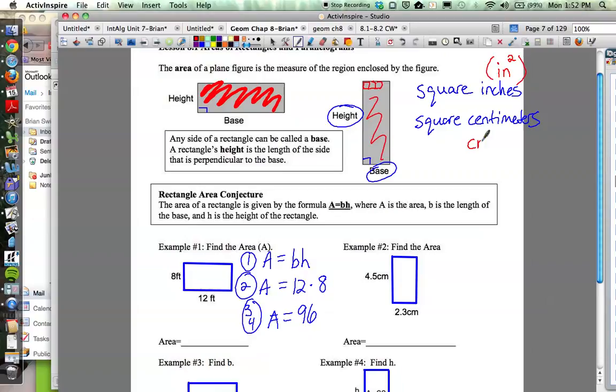Square centimeters, cm, is our abbreviation for centimeters, and we use a little exponent of 2 next to the unit to represent square centimeters. Because really what we're doing is we're multiplying a certain number of centimeters on the base times a certain number of centimeters on the height. So centimeters times centimeters gets multiplied and becomes square centimeters.